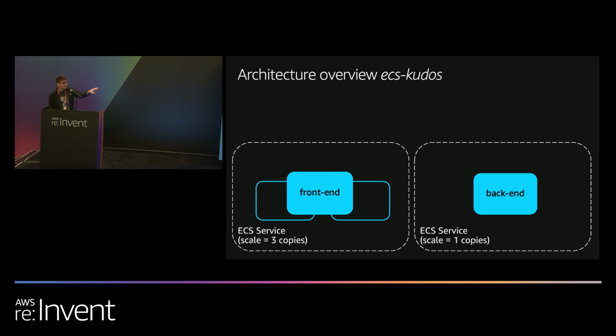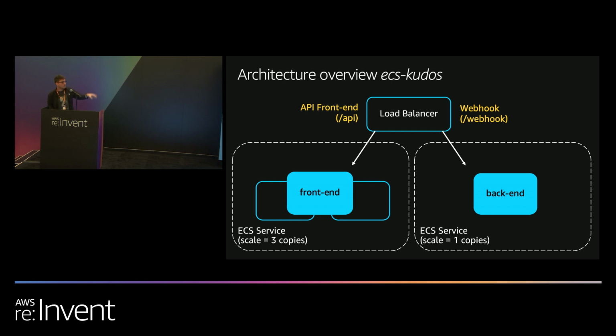In front of both of these services, we're going to have one load balancer. Depending on the path of our load balancer URL, we're going to forward requests either to our API, if the request has /API in it, or to our webhook endpoint.